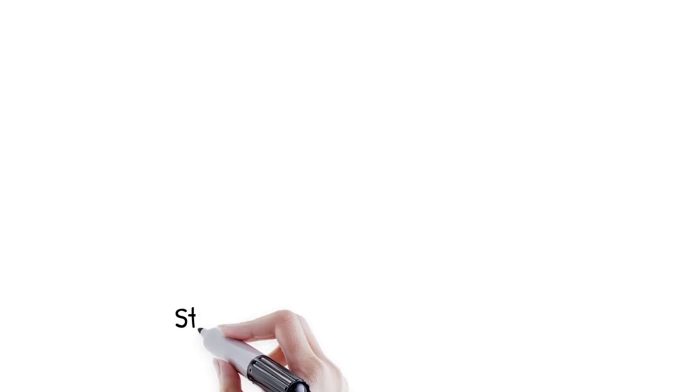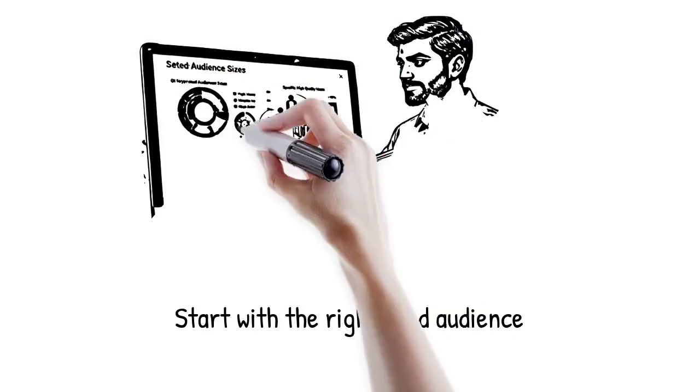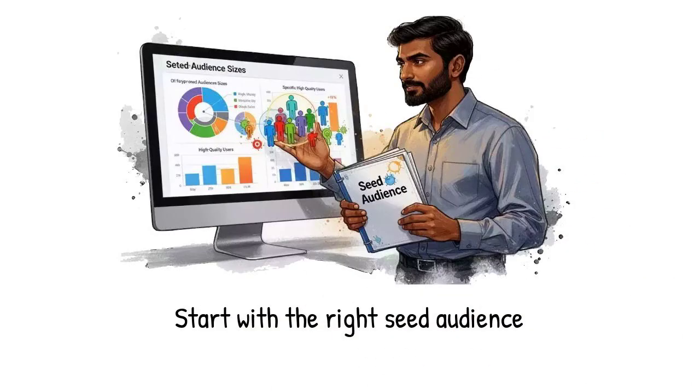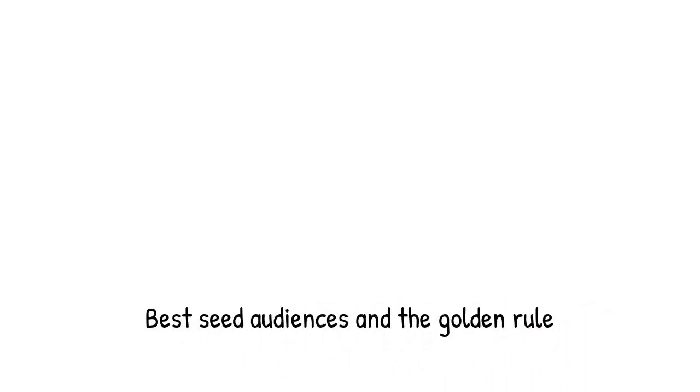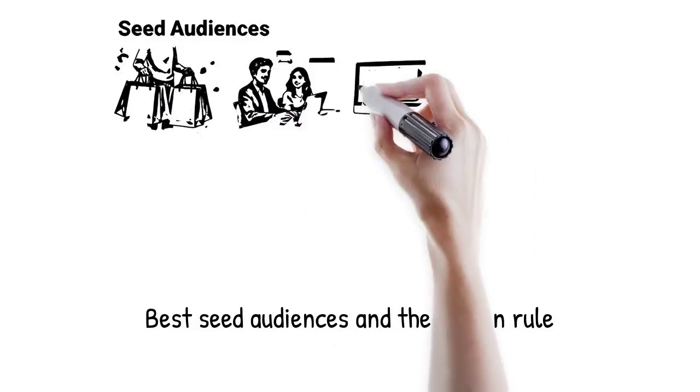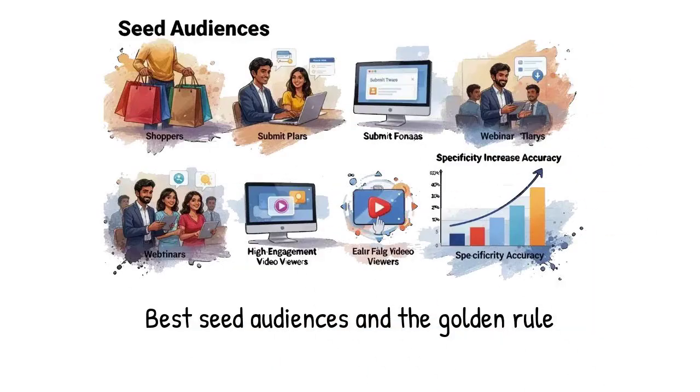Start with the right seed audience. Quality over quantity. Your lookalike is only as strong as the seed you feed the algorithm. Minimum requirement: at least 100 to 500 high-quality users. Ideal: 1,000 plus users who completed the same action. Best seed audiences include purchasers, the strongest seed, high-value customers, add-to-cart users, checkout completers, lead form submitters, webinar attendees, email clickers, and 75 to 95% video viewers. The more specific the seed, the more accurate the lookalike.